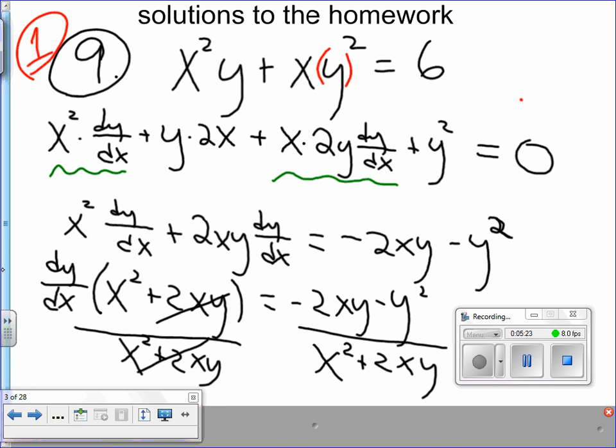Once you subtract those terms over there, dy dx is a common factor, so you can pull it out and solve for it by dividing. So that one was all right. What was the other one you said? 13. Oh, 13 is very similar, isn't it? It's x squared y minus x squared equals 4.